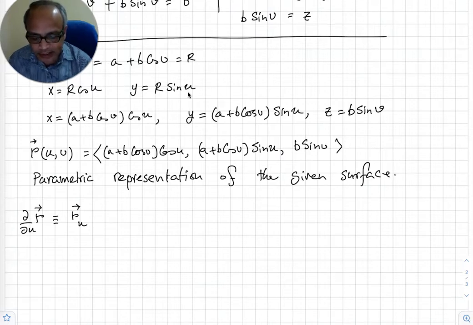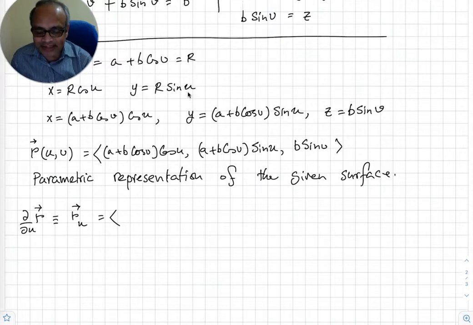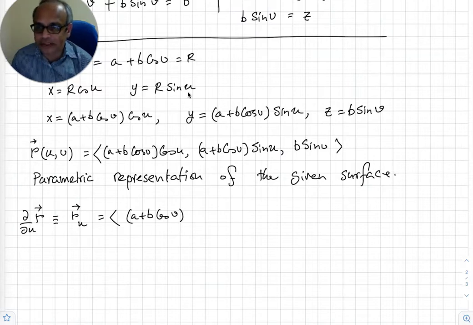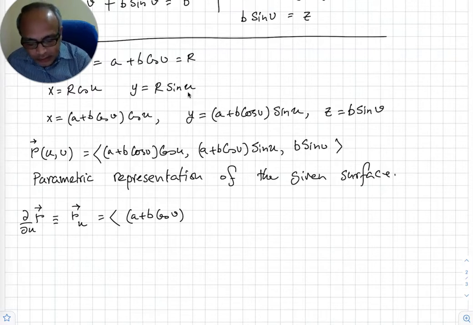So you look at here, you can very easily find the derivative. It's not a very complicated function. So differentiate each component. The first component, a plus b cos v, is a constant. A plus b cos v will be treated as a constant because we are differentiating with respect to u. Derivative of cos u is negative sine u. So I can put the negative sign here.